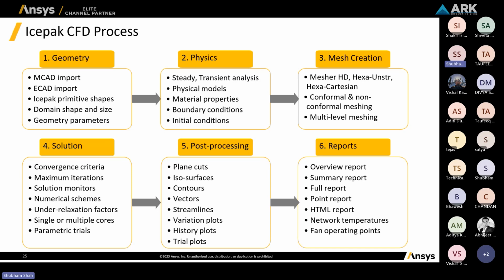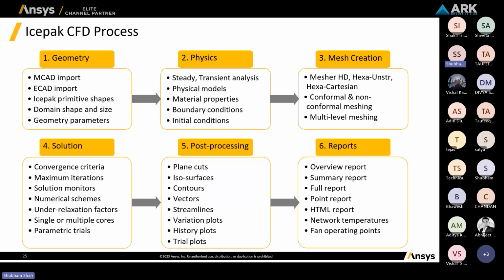Then we'll go for the mesh creation. Which kind of mesh do we want to go with? Mesh HD is there, hexa unstructured mesh, Cartesian mesh, conformal, non-conformal. Different options are available, and we'll select the most appropriate option as per our requirement. Then we'll go to the solution. There we'll see the convergence criteria, how many maximum iterations we want to go ahead with, the different solution monitors we can plot, numerical schemes, and, if the solution is not converging, the under-relaxation factors we can adjust, single or multiple cores, and the parametric trial.